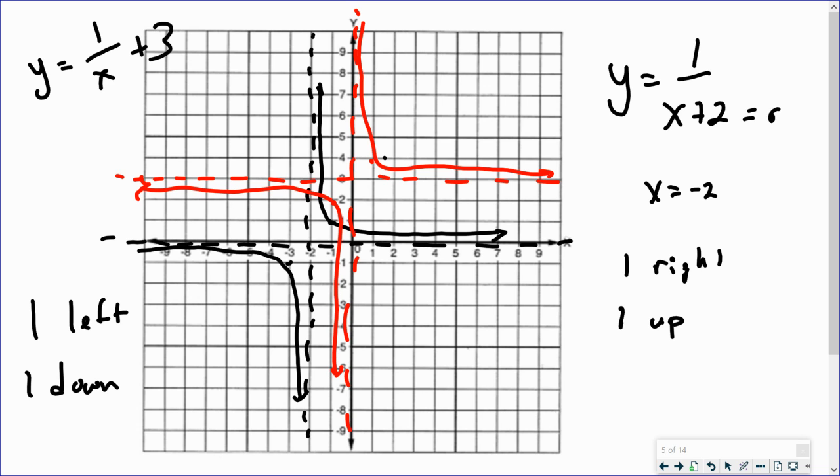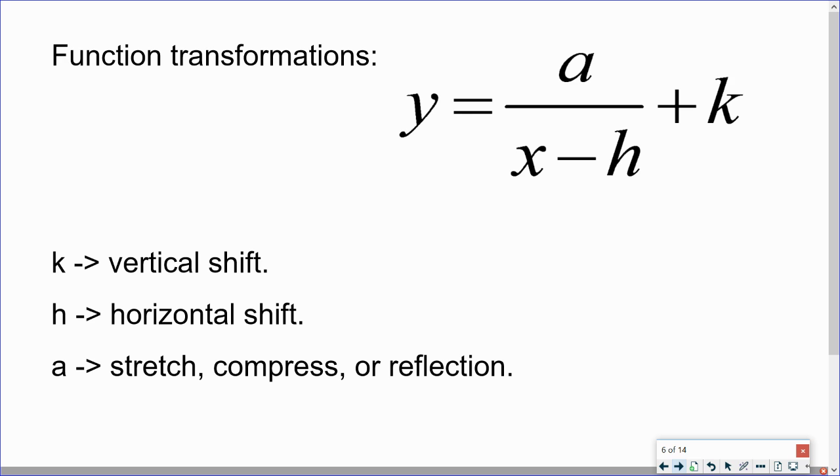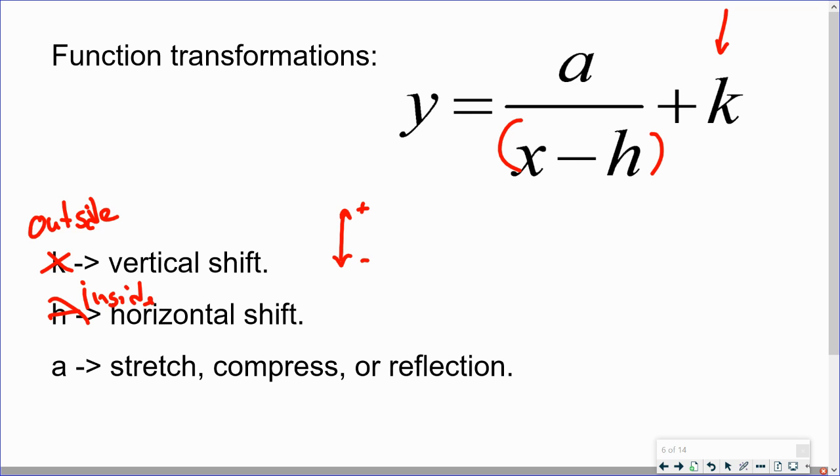Now, what I'm trying to get to is that this is very much the same as what we did before. If it's on the outside, it's a vertical shift. It goes up and down: up if it's positive, down if it's negative. If it's inside, this is going to be a horizontal shift. Left is positive, right is negative. Remember, it's always the opposite.